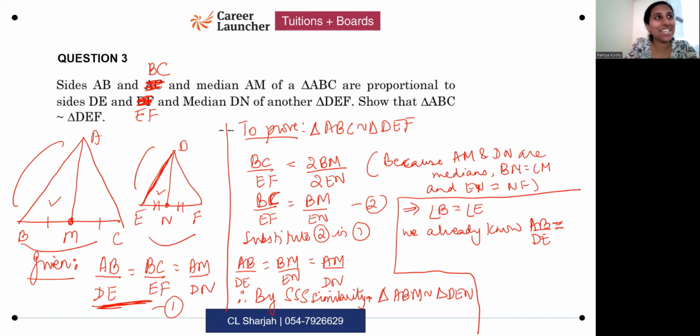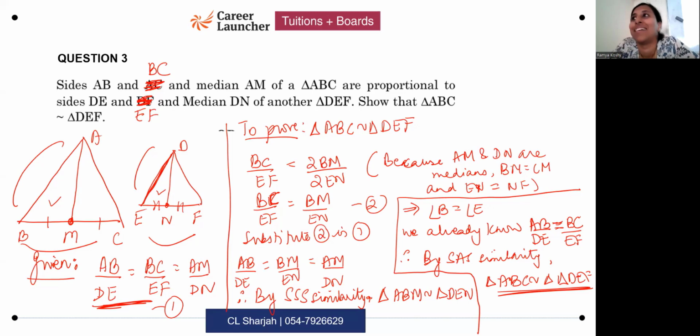AB by DE is equal to BC by EF. This we already know. It's given. Therefore, which similarity are we using? SAS. By SAS similarity, which triangles are similar? Triangle ABC is similar to triangle DEF. Okay?